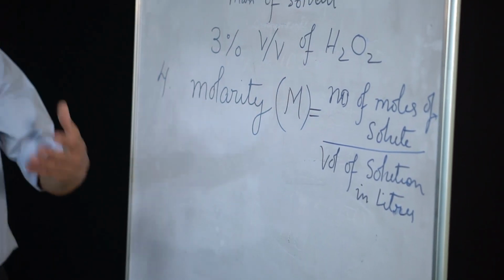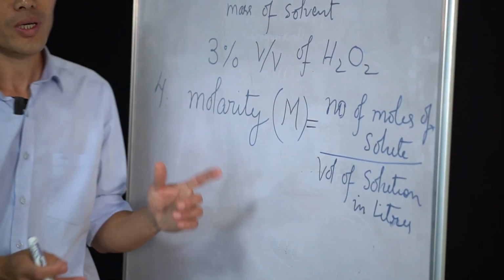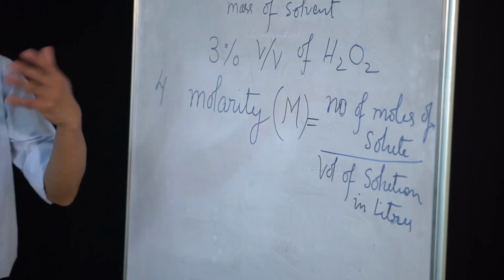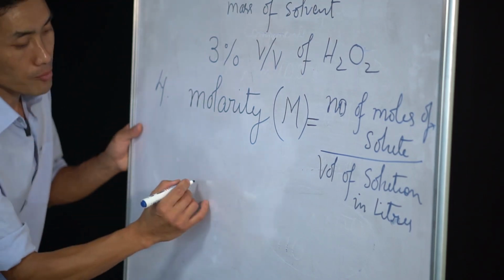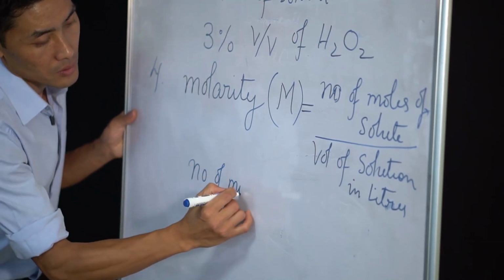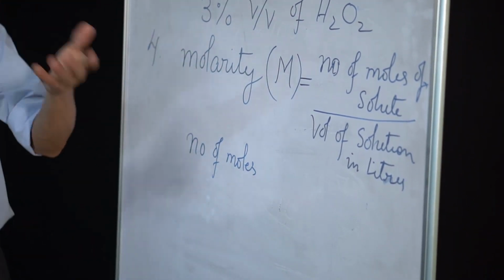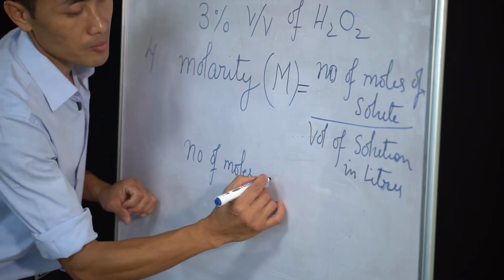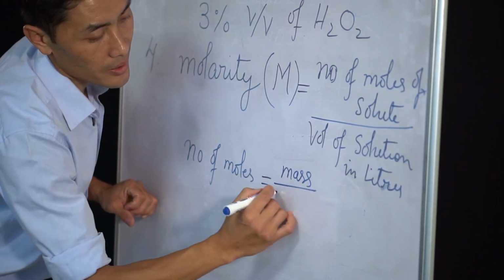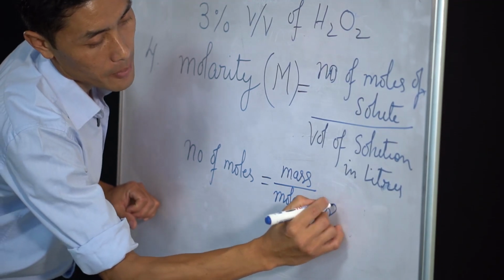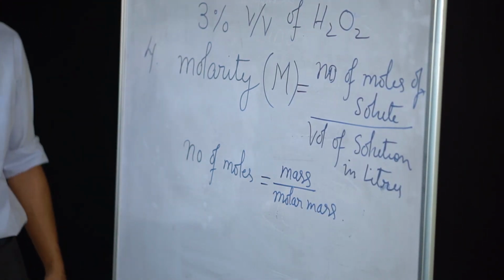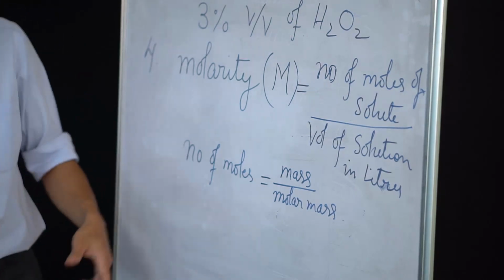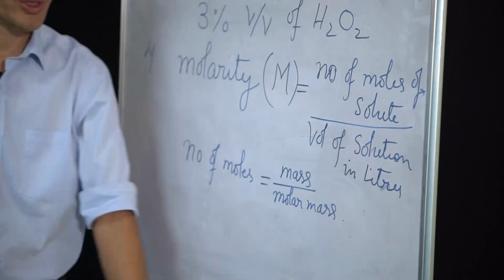So if we are to calculate molarity of a solution, what we need to do is first find the number of moles of the solute. How do we calculate number of moles? It may be of the solute or of the solvent also. For any component in a solution, number of moles is given by mass divided by the molar mass. So using this relation, first we find the number of moles of the solute, then we divide this by the volume of the solution in liters.